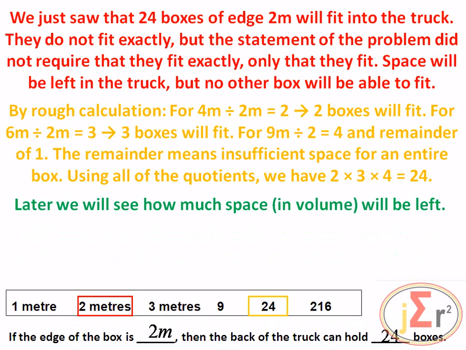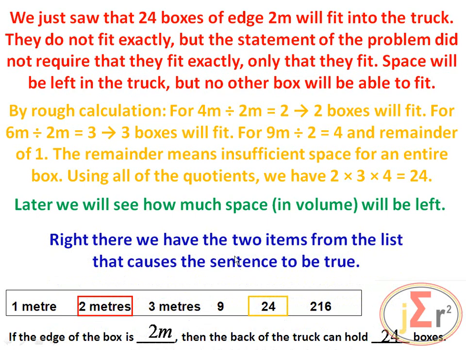Later, we will see how much space in volume will be left. It does not fit exactly, and because it does not fit exactly, we know that space will be left, and we will take a look at how much space is left over. Right there, we have the 2 items from the list that cause the statement to be true. So the statement is not only true for 1 meter and 216 boxes, it is also true for 2 meters and 24 boxes.